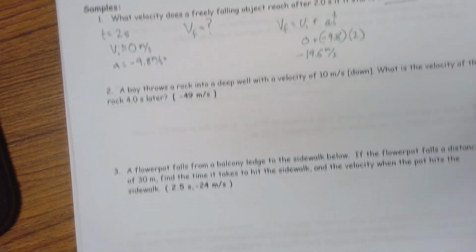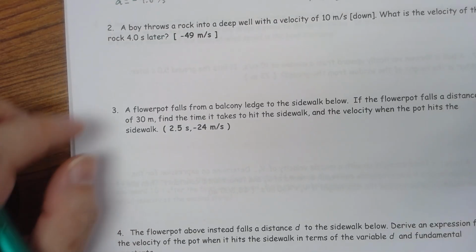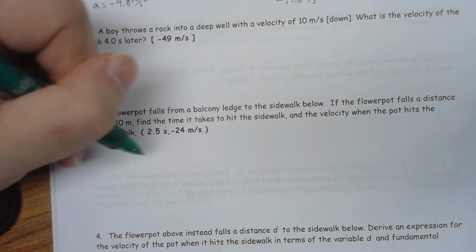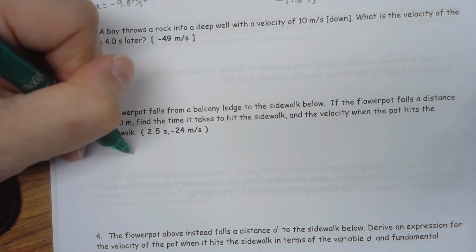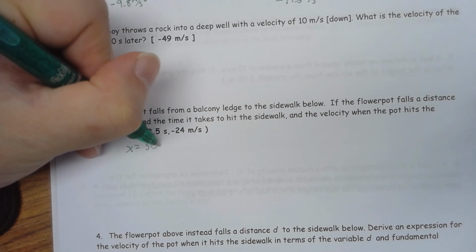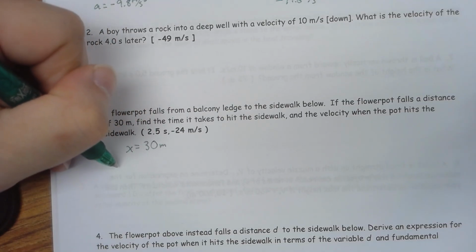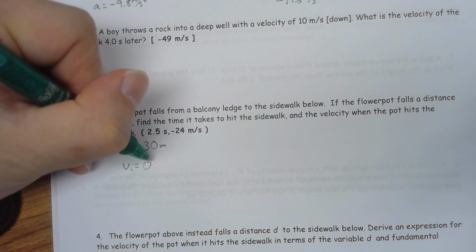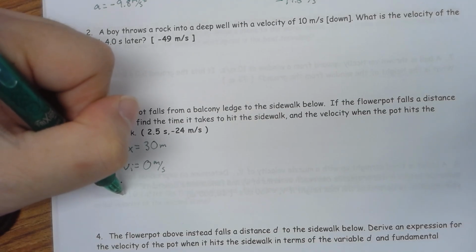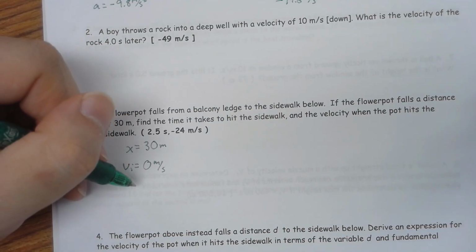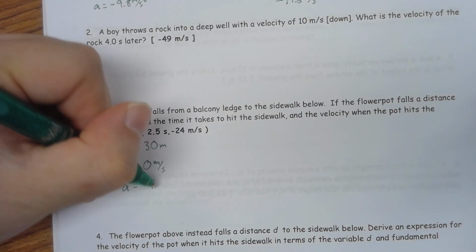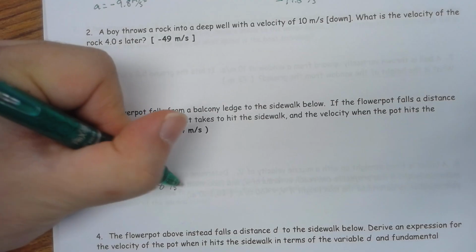A lot of these act the same. We did number 3 in class, so try it. I'll show my work in a little bit, or you can pause the video now. We have a distance, or an x, equaling 30 meters. We have a Vi equaling 0 meters per second. We're looking for the time and the speed both, so I know my acceleration is the other given. That's negative 9.8 meters per second squared.